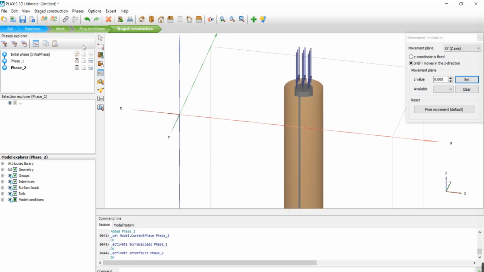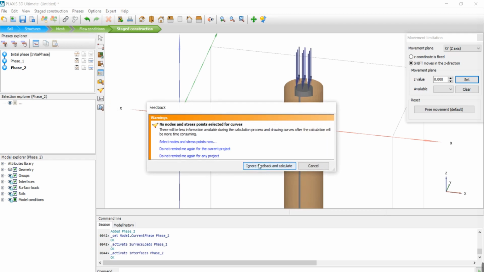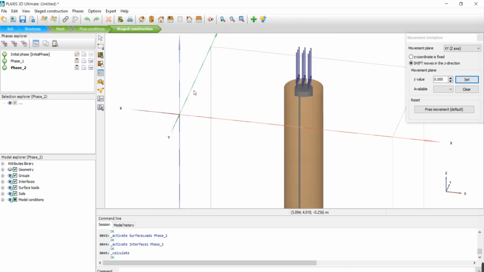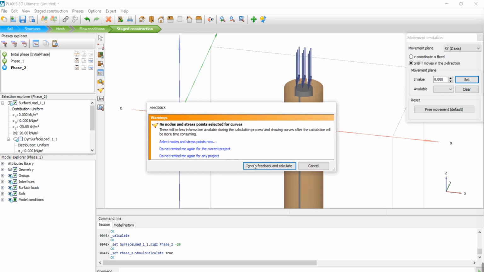So let's go to the calculation. After the calculation finished, I want to tell you something. We are getting the output, but before that, the load I chose here was too small. I changed it to maybe minus 20, which is better. So I'm going to recalculate phase 2 again.